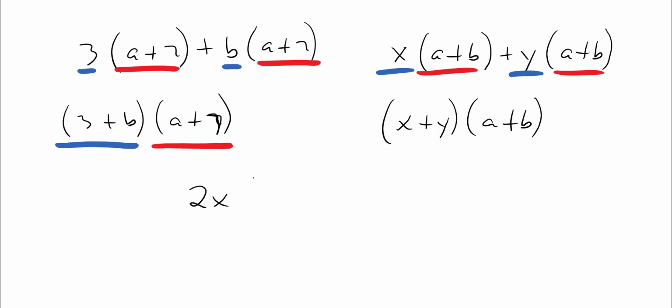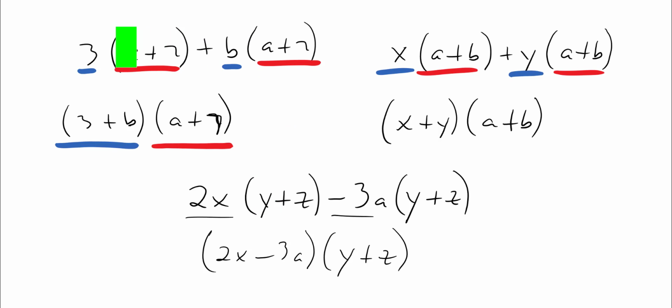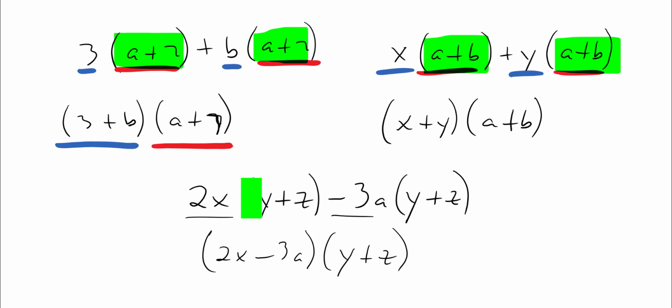Okay, one last one here. 2x times (y plus z) minus 3a times (y plus z). Okay, so there it is. There's the 2x minus 3a, and times y plus z. And again, notice this is the same here, and this is the same here. They have to be the same.